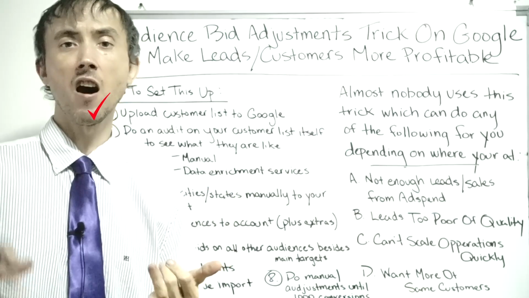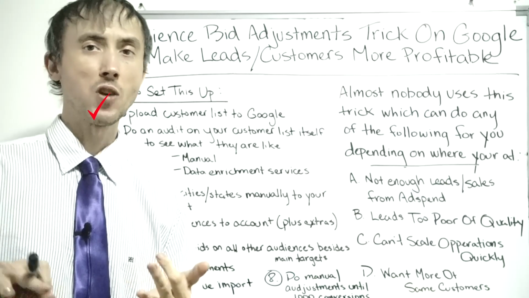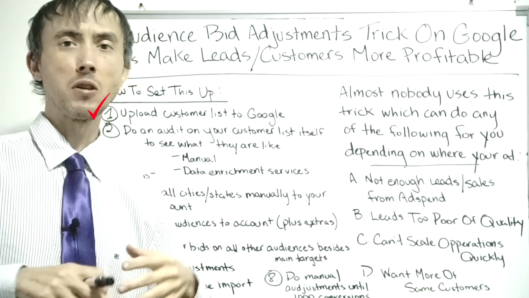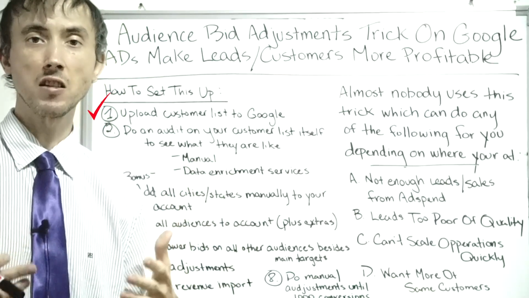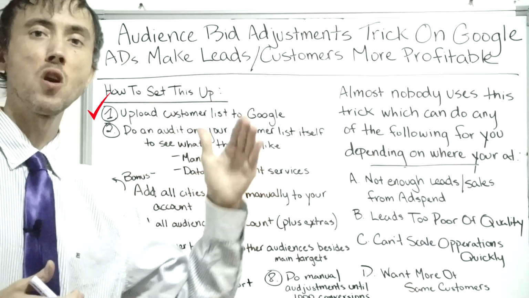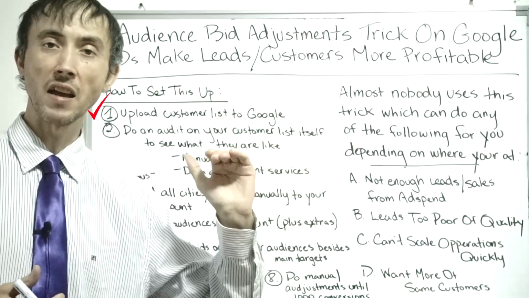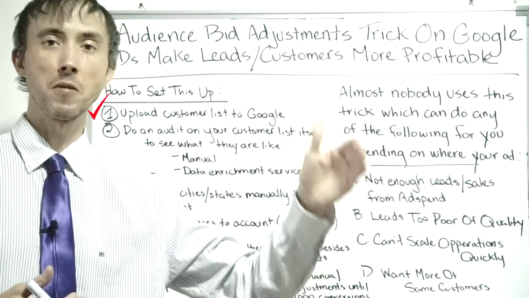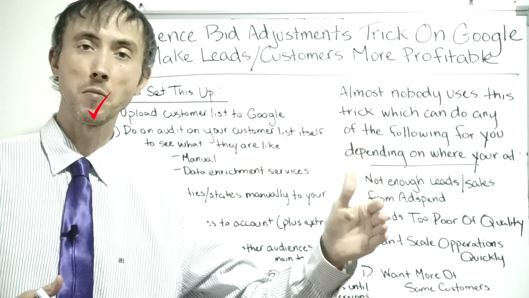Do they like coffee? Do they like doing business travel? Do they like board games? It'll tell you all this free information about your customers. So when you do your audience bid level bid adjustments, you know what to do more of that gives you the customers that are profitable to you, or the leads that are profitable to you.